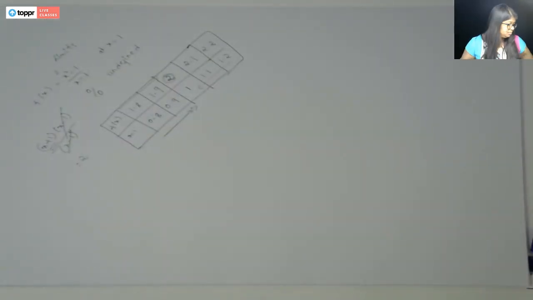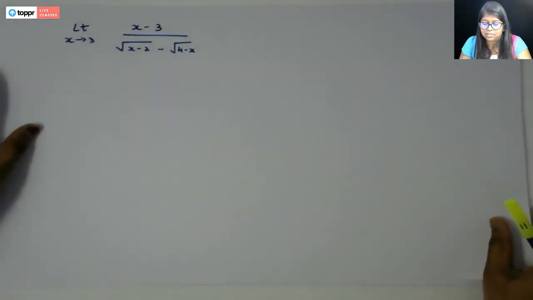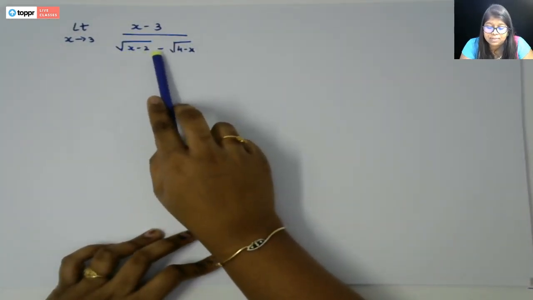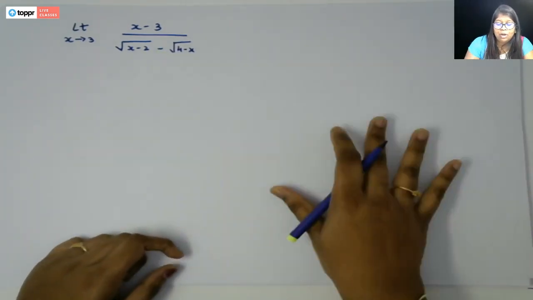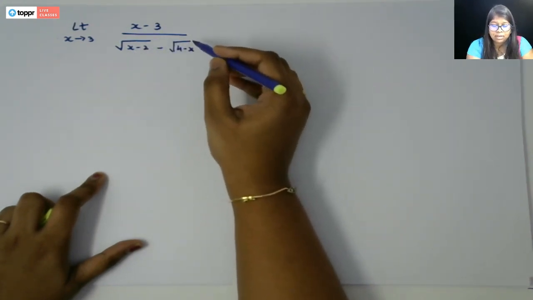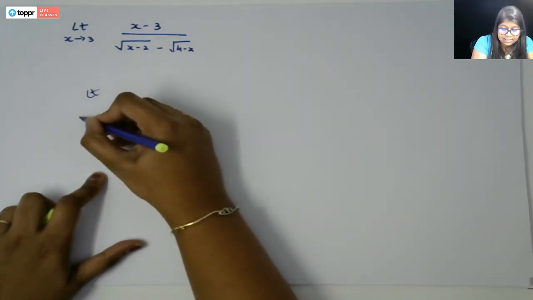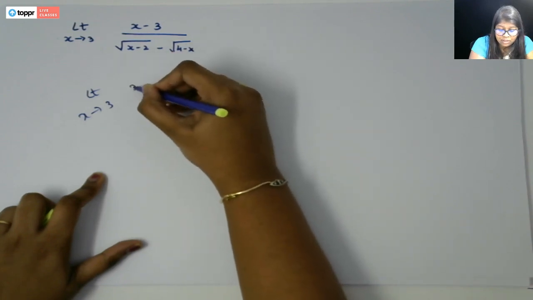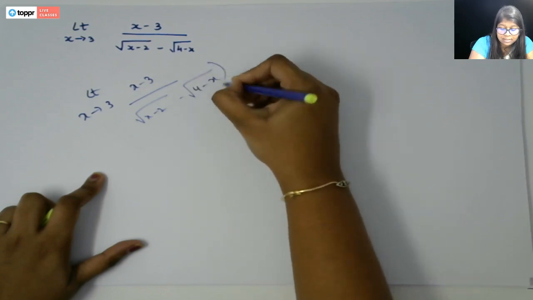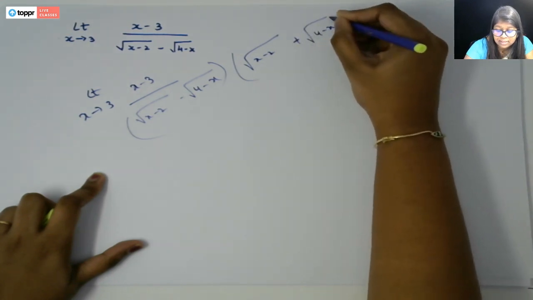Now let's solve the next question. We are trying to find out the limit as x tends to 3 of (x minus 3) by (under root of x minus 2 minus under root of 4 minus x). So how do we find the limit for this? We are going to rationalize by multiplying the numerator and denominator by under root of x minus 2 plus under root of 4 minus x.